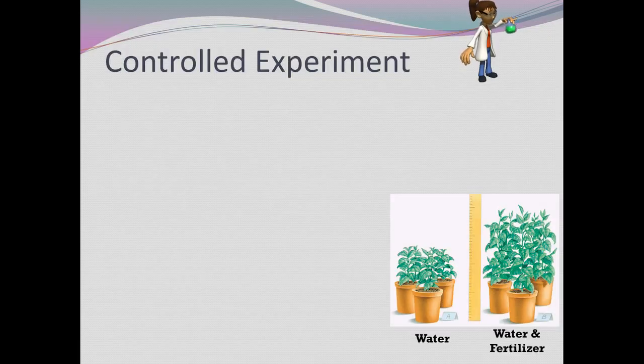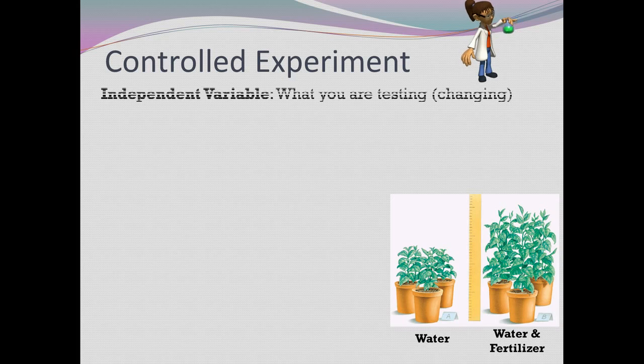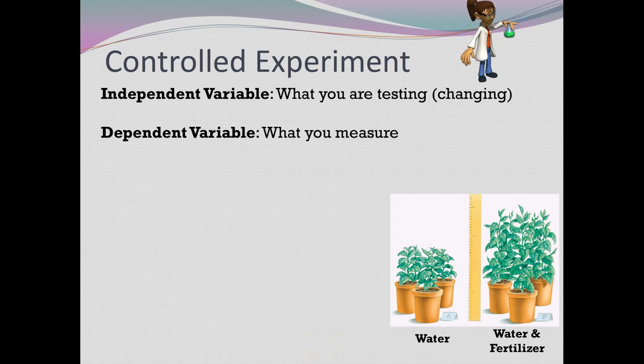So controlled experiment, let's talk about that a little bit more specifically. Last thing, you have an independent variable, that's what you're testing or what you're changing. And you have a dependent variable, which is what you measure. So let's take a look at our experiment down here. We have group A got water and group B got water and fertilizer. So what you are testing or changing is the fertilizer, because you kept everything else the exact same. The dependent variable is what you measure. Well, in this case, there's a ruler here which tells us very clearly it's the height of the plants. So independent variable is the fertilizer, dependent, height of the plants.